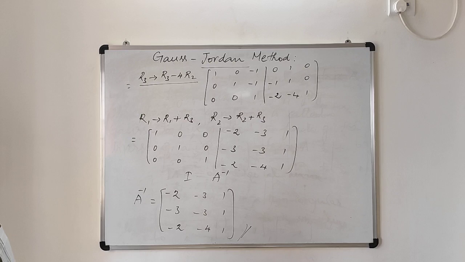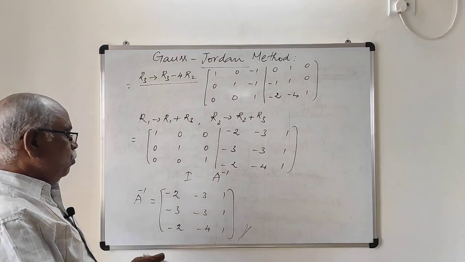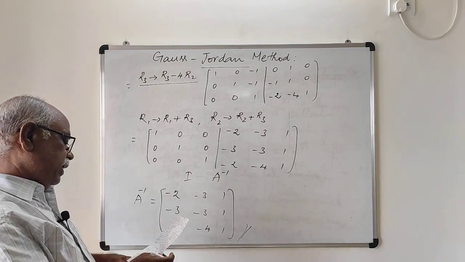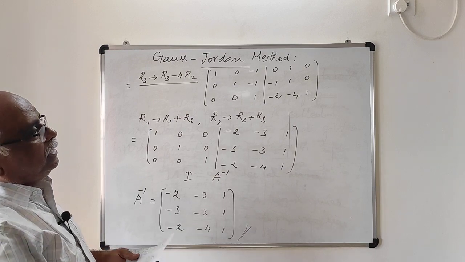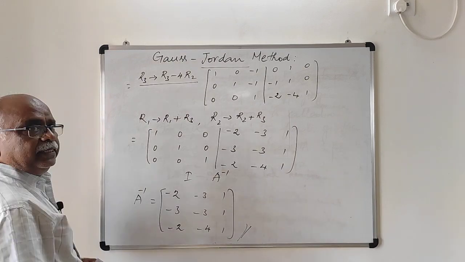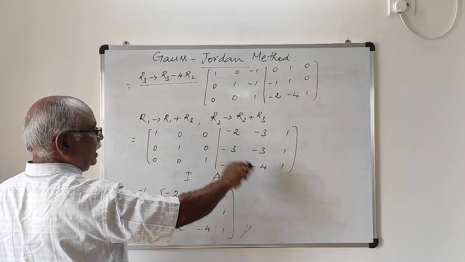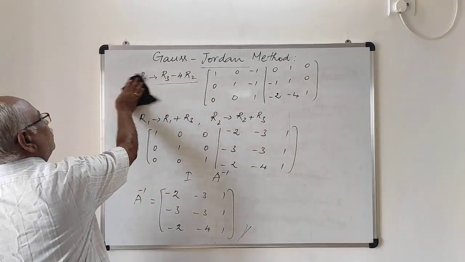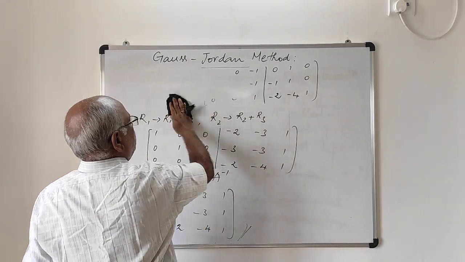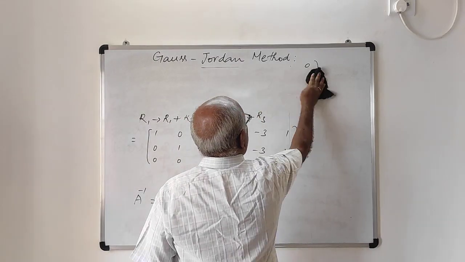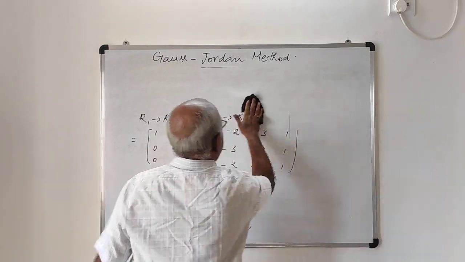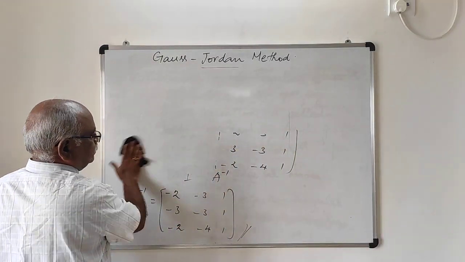Okay. We will see one more problem. It is also given in your textbook. It is also a 3 by 3 matrix. I erased this sum, and one more sum I am going to solve by the Gauss-Jordan method of finding the inverse of a given matrix of order 3.